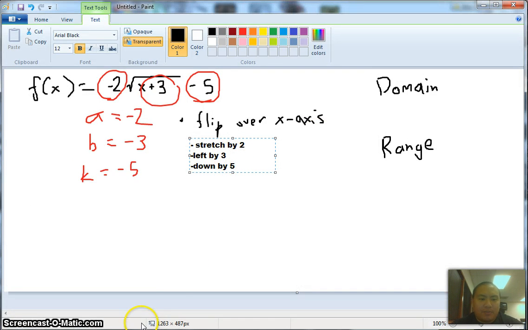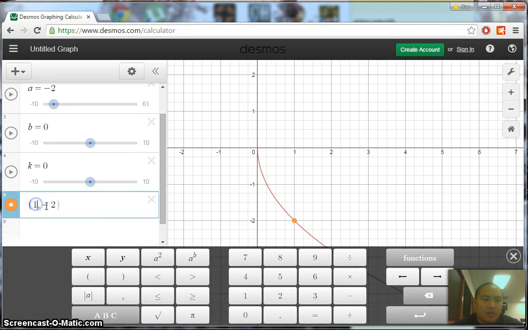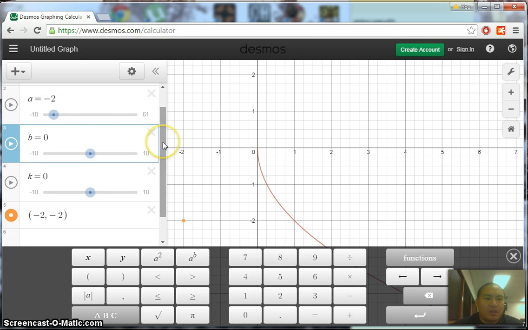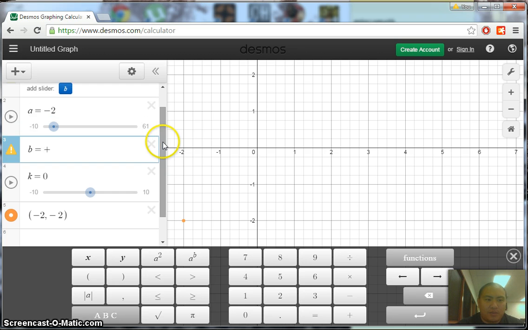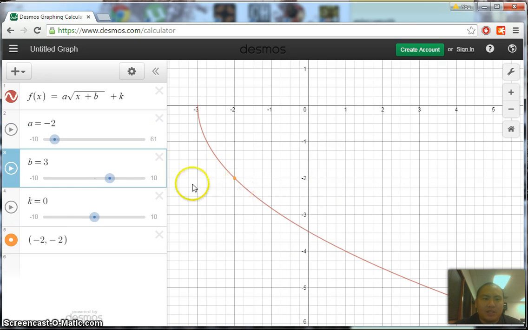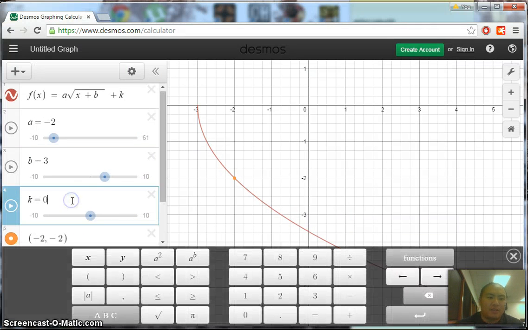I've got left by 3, so if I go left by 3, that changes this point over 3 to the left, so it becomes from 1, then it becomes 0, I've moved 1, -1, I've moved 2, -2, I've moved a total of 3, so 1, 2, 3, and then my b was supposed to be +3. Okay, and notice that that point is exactly there. And the last translation we have here is -5. So k is -5.